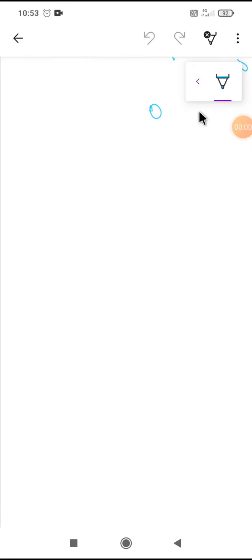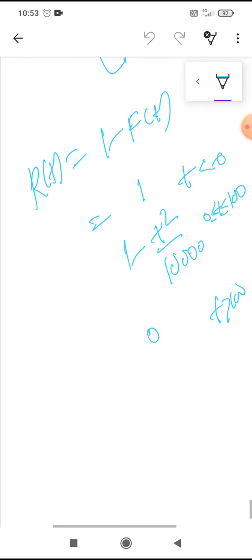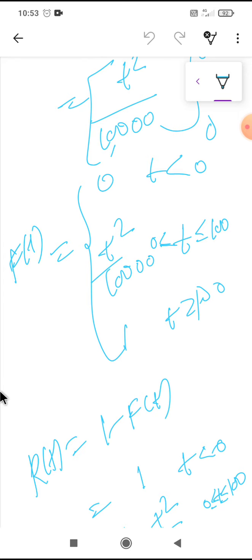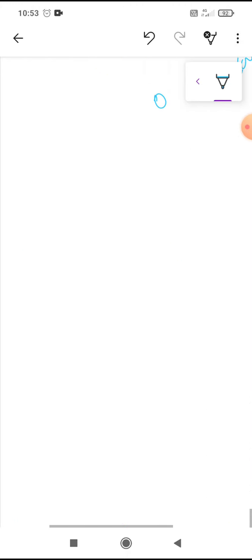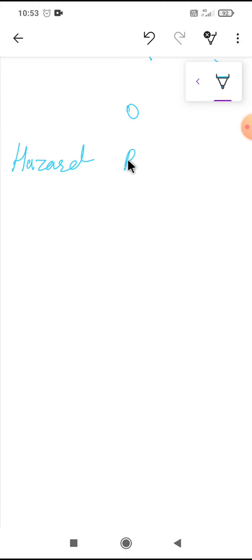Hey guys, in the last lecture we saw the probability density function, that is PDF, and also one example to find the reliability, that is R of t, and unreliability or failure rate, that is F of t. So today we are going to see a new topic, that is hazard rate.